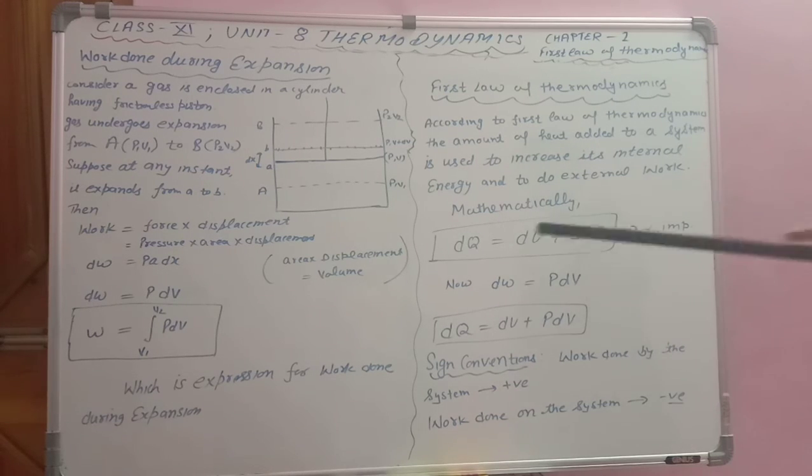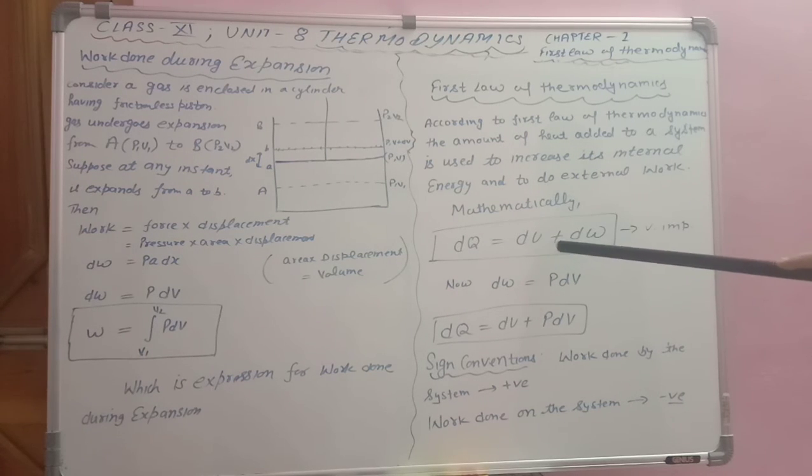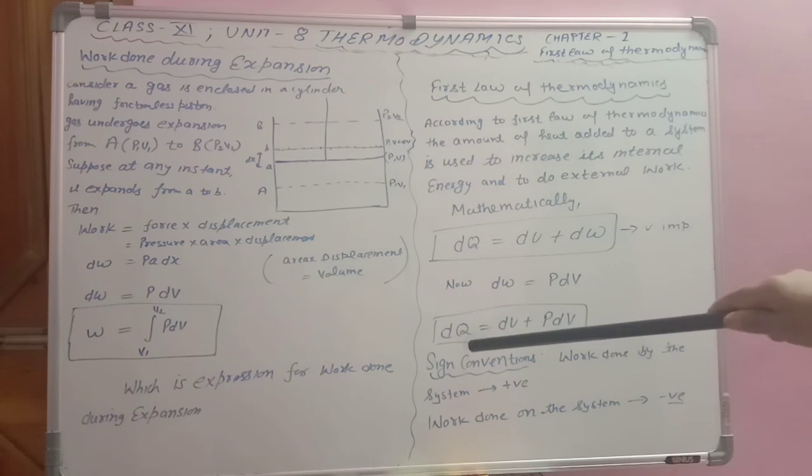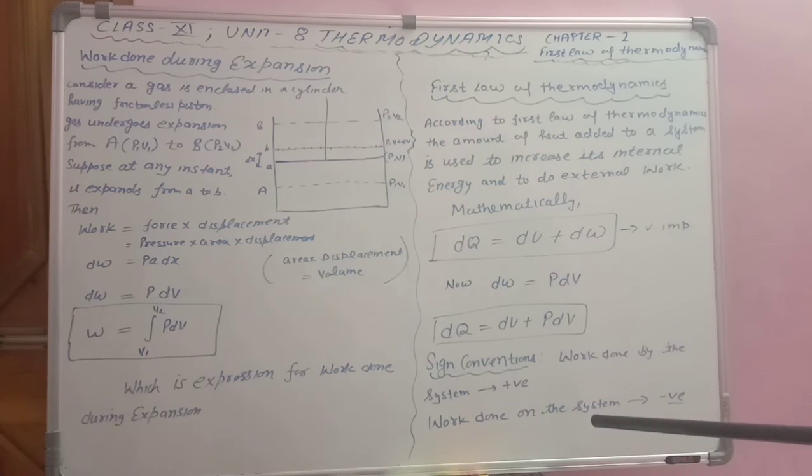So mathematically, if a small amount of heat is added, dQ is equal to dU plus dW. This relation is very important. dQ is equal to dU plus dW, and from the earlier expression dW is equal to P dV, so putting it here, dQ is equal to dU plus P dV. You need to keep the sign conventions in mind: work done by the system is positive, and if work is done on the system, it is negative.